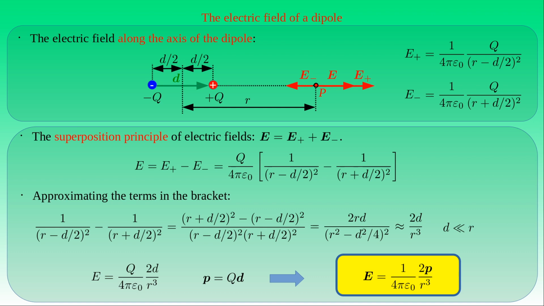This is also the case for the point P placed in the left-hand side of the dipole. Since the electric field E sub minus is stronger there than the electric field E sub plus and it points inward the center, the vector sum of the two electric fields still points in the direction of the vector d.